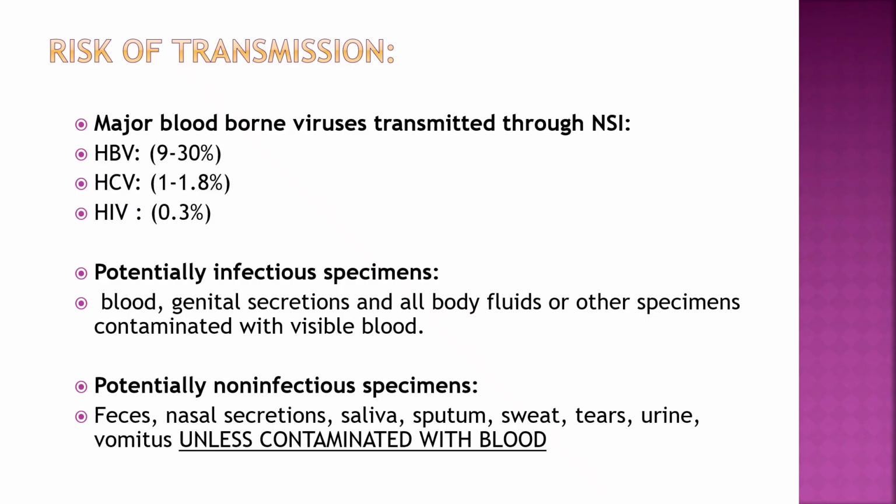Potentially infectious specimens are blood, genital secretions and all body fluids like pleural fluid, peritoneal fluid, cerebrospinal fluid, synovial fluid and other specimens contaminated with visible blood. Potentially non-infectious specimens are feces, nasal secretions, saliva, sputum, sweat, tears, urine and vomitus, unless they are contaminated with blood. If they are free from blood, they are potentially non-infectious compared to blood and contaminated blood specimens.